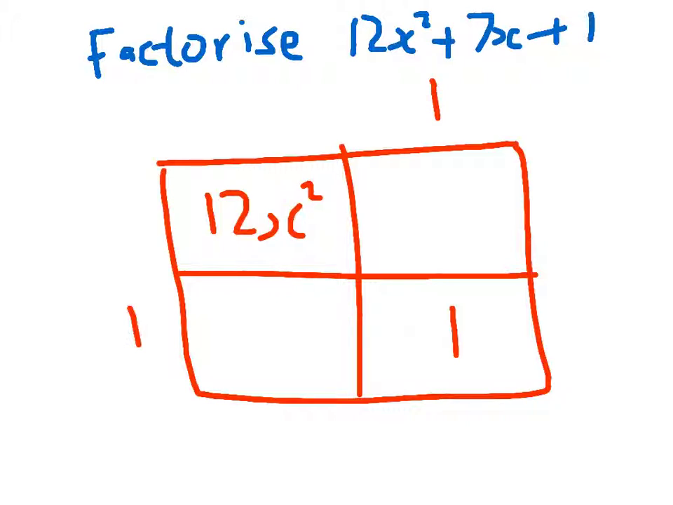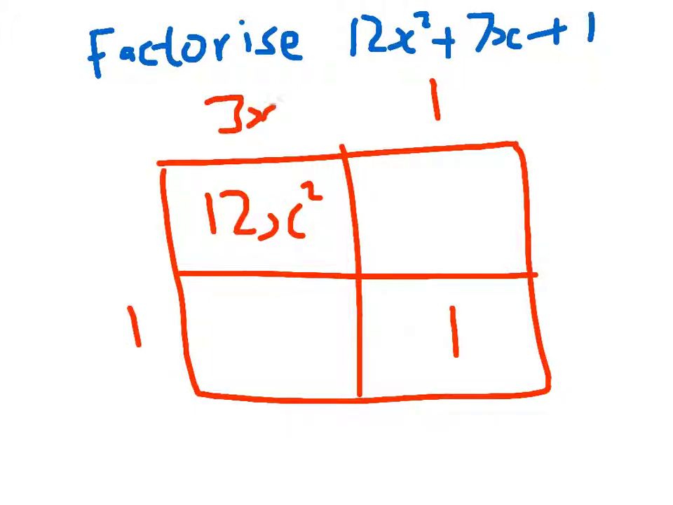So now what I'm looking for is the bits here and here. Now I know it must be 6x times 2x, or 12x times 1x, or 3x times 4x. They're both going to be multiplied by 1 in these boxes, and these boxes must add up to 7. And the only pairs of numbers there are 4 and 3.